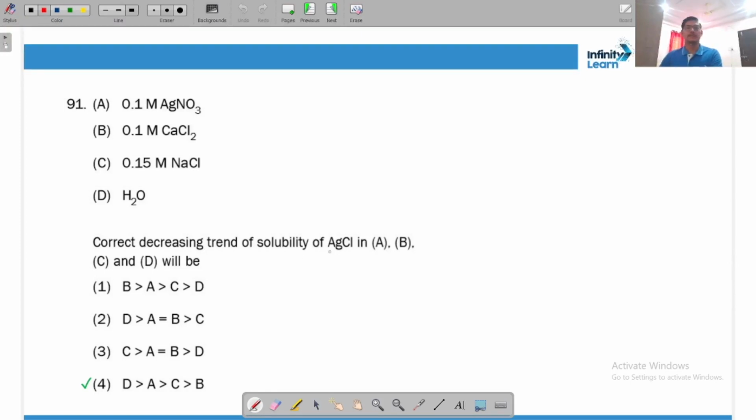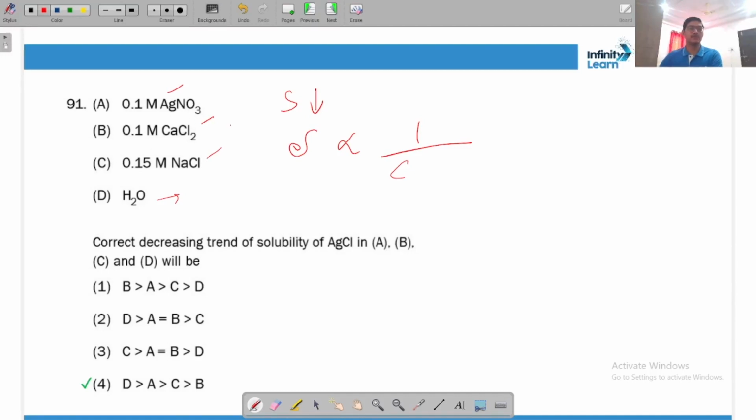Correct decreasing trend of solubility of AgCl in the given solutions: there are common ions, right, and here we don't have any common ion. We know that the common ion effect shifts the equilibrium in the backward direction and solubility decreases. So basically solubility is inversely proportional to the concentration of common ion. Okay. So in water there is no common ion, solubility will be maximum. So D will have the highest solubility.